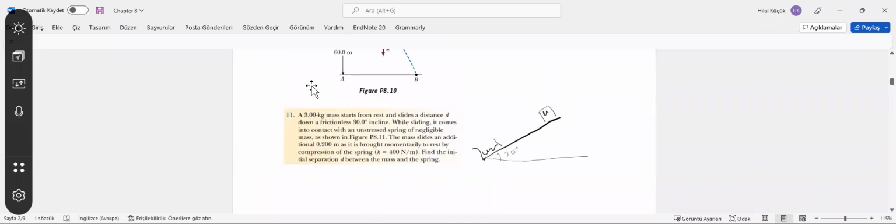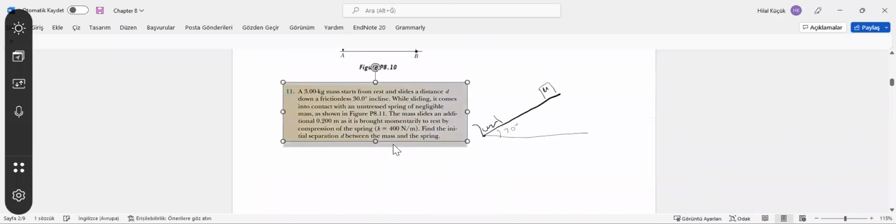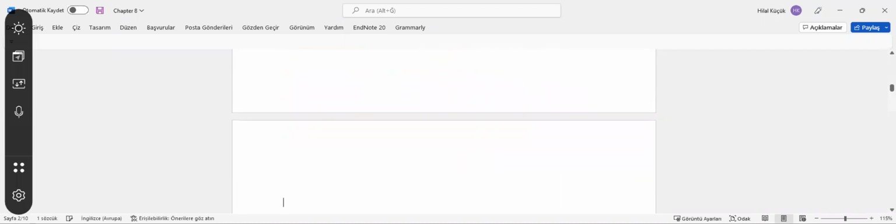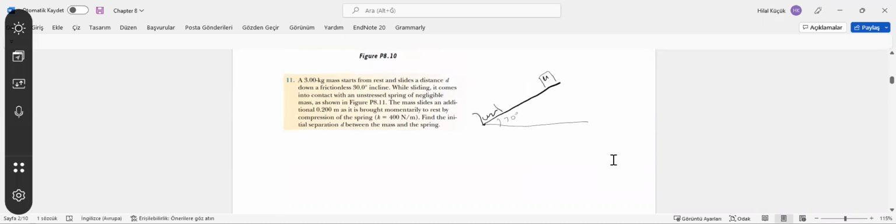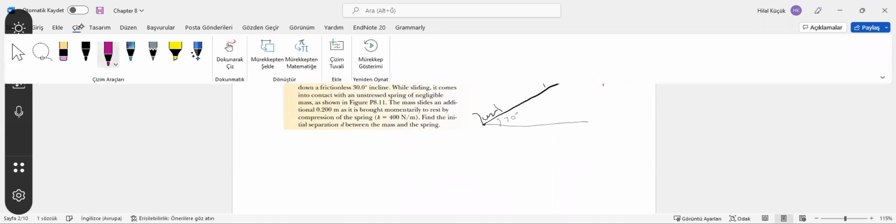Okay. Maybe I can use from here. I want to take this one and I need some space. I hope I can take space. Oops, perfect. Look at here. Okay, the mass must start from rest. Be careful, so my initial velocity is 0.